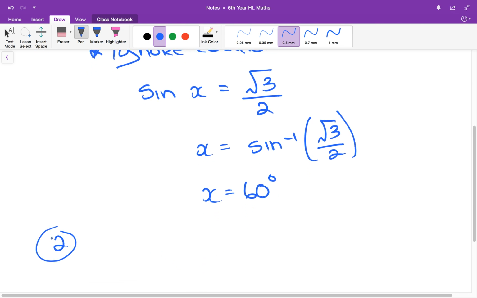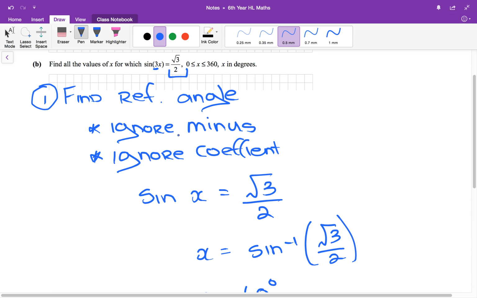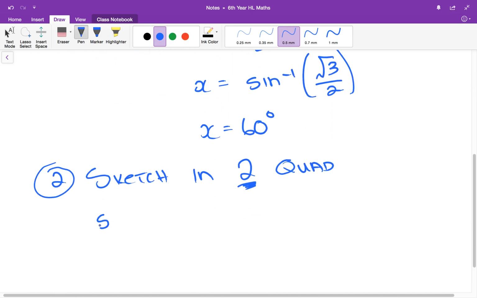So the second part is to sketch this reference angle in the 2 quadrants where it belongs. This is where you will take account of the minus. You ignore it in the first step, but obviously you can't ignore it for the whole question. So if there were a minus, it would become significant in step 2. Now, in this case, we don't have a minus. So the 2 main things are that we have sine, and it's positive here. So we're looking for the 2 quadrants where sine is positive.